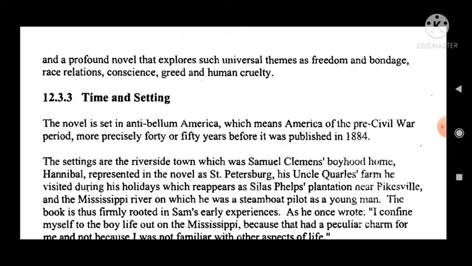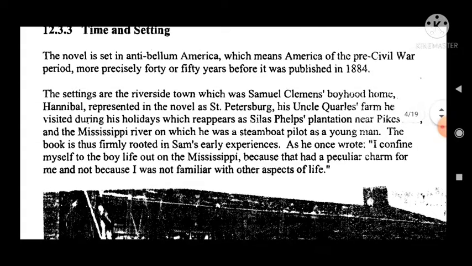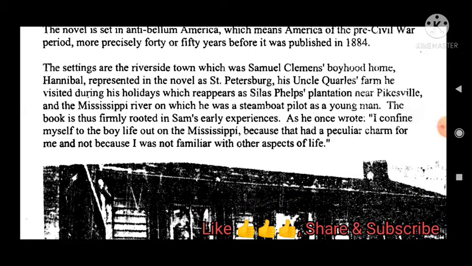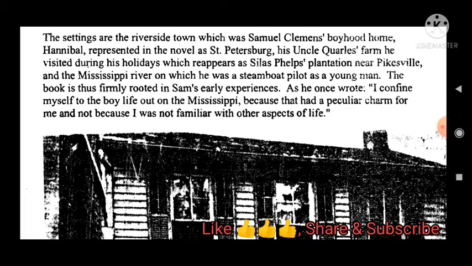Then time and setting. The novel is set in antebellum America, which means America of the pre-Civil War period, more precisely 40 or 50 years before it was published in 1884. The settings are the riverside town which was Samuel Clemens's boyhood home, Hannibal, represented in the novel as St. Petersburg; his uncle's farm he visited during his holidays, which reappears as Silas Phelps' plantation near Pikesville; and the Mississippi River, on which he was a steamboat pilot as a young man. The book is thus firmly rooted in Sam's early experiences.